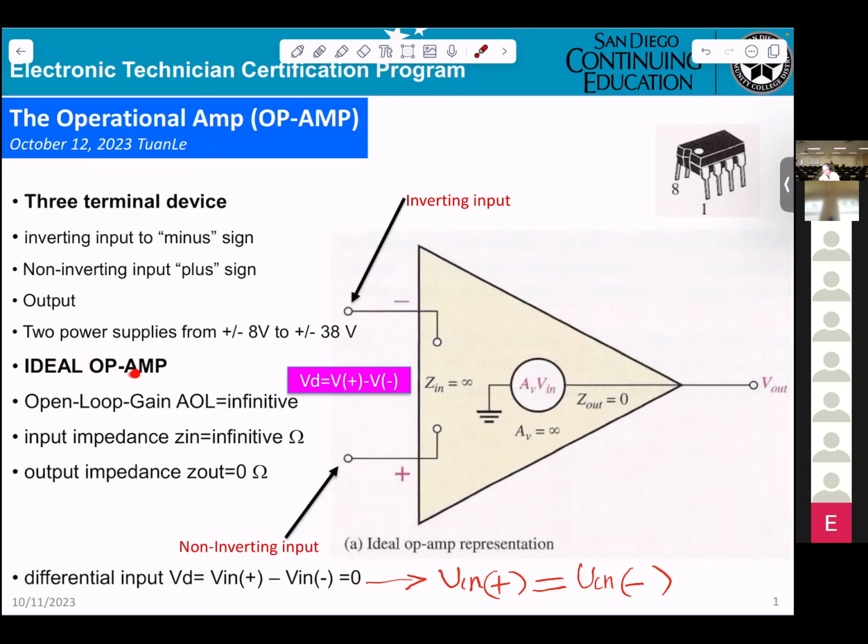Ideal op-amp. Open loop gain AOL, the open loop gain, is said to equal infinity. Now, when you go to buy the op-amp, the manufacturer gives you the open loop gain, normally equal to 100,000. That means very, very big.